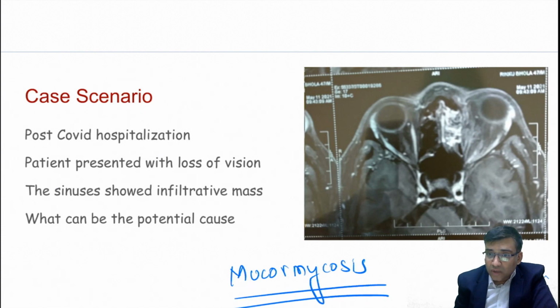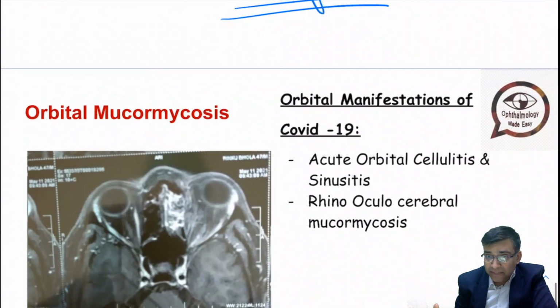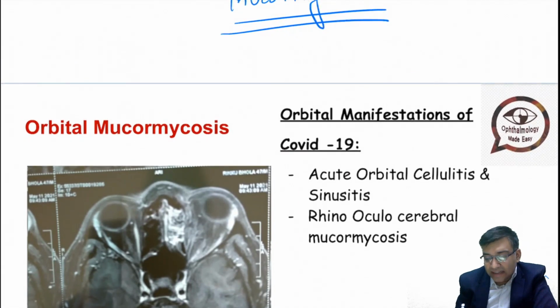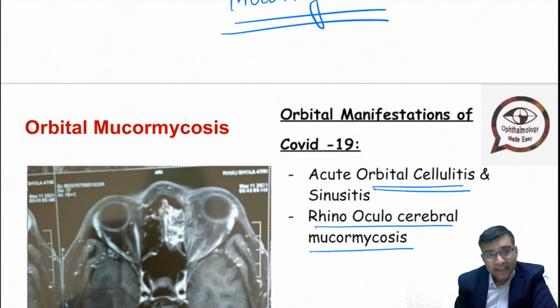Okay. So the last point here is what you need to remember regarding the orbital manifestations of COVID-19. It can cause orbital cellulitis and it can cause rhino-orbital-cerebral mucormycosis. So these are some important points regarding COVID-19 that you should remember for your upcoming exams.